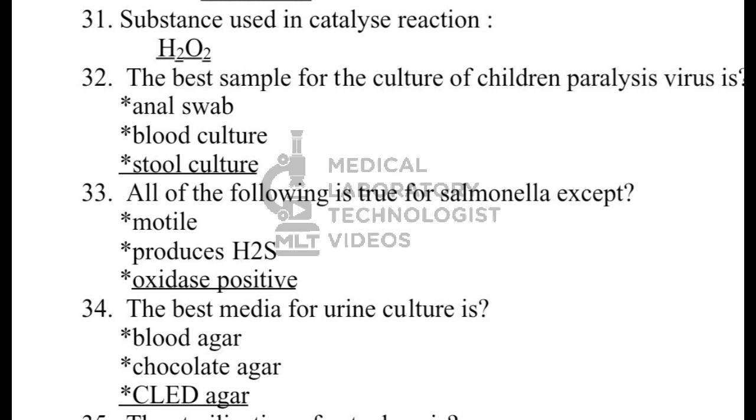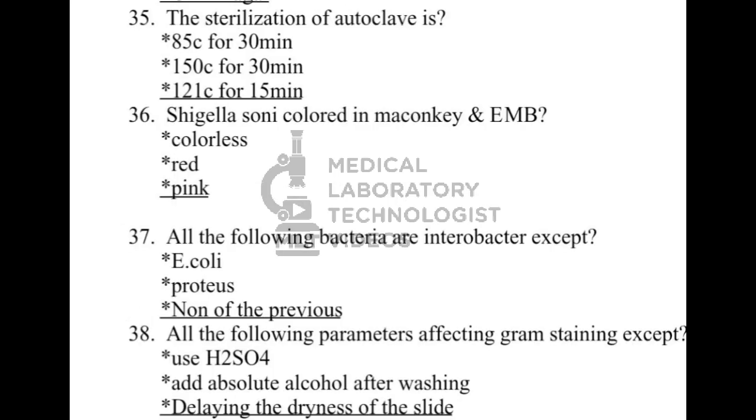Now we will go to the next questions. The sterilization by autoclave, that is a very important question. Always they will ask about temperature and time. 85 degrees centigrade for 30 minutes, 150 degrees centigrade for 30 minutes, 120 degrees centigrade for 15 minutes. The answer is 121 degrees centigrade for 15 minutes. Next is Shigella sonnei colony color in MacConkey and EMB agar. It will show colorless, red, pink, and the answer is pink.